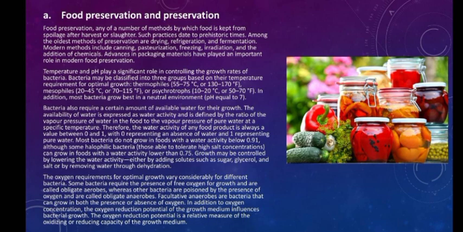Temperature and potential hydrogen play a significant role in controlling the growth rates of bacteria. Bacteria may be classified into three groups based on their temperature requirement for optimal growth.